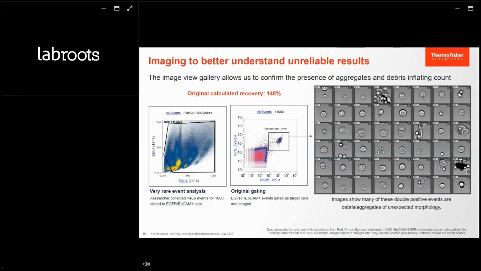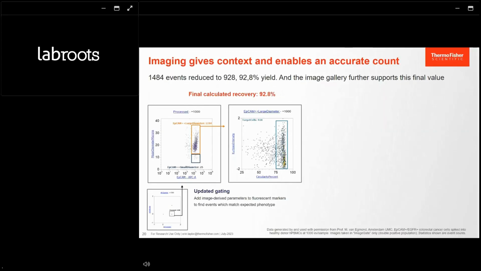So looking here at the image view gallery, we can see that there are a significant number of doublets, which may account for some of the double positives. Some events being counted as these CTC cells, which are double positive, but that are actually doublets. You see a lot of debris. And so the imaging supports the conclusion that this is inaccurate, which we would know. And so then this is where setting thresholds with the other imaging parameters and morphological parameters is so important and gives context to enable that accurate count.